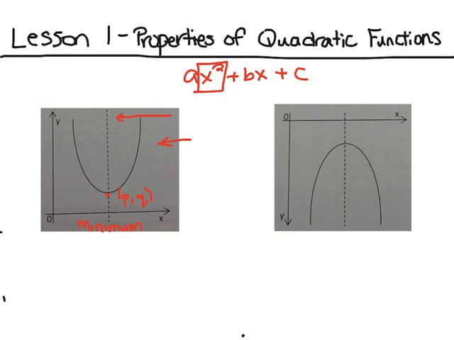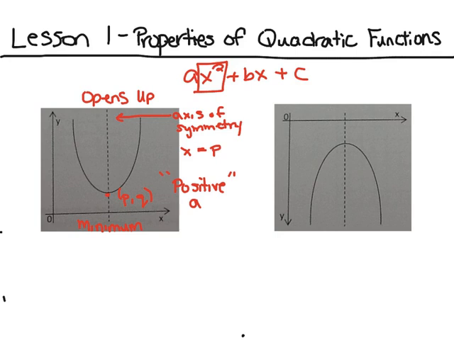This dashed line is the axis of symmetry. And what that means is that on either side of the axis, it's identical on both sides. So if you were to fold this quadratic in half, it would lie directly on top of each other. And our axis of symmetry is equal to x equals p. This quadratic opens up. And because of that, we know it has a positive a. And we'll come back to that a little bit further on. But just write it in your notes so you have it.